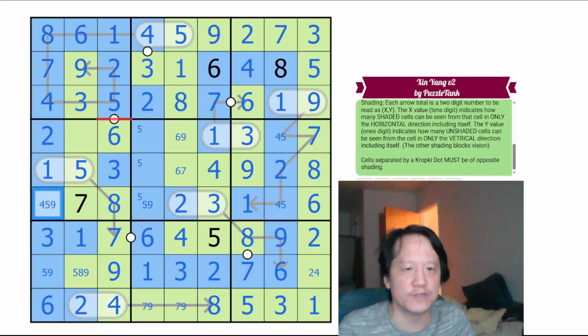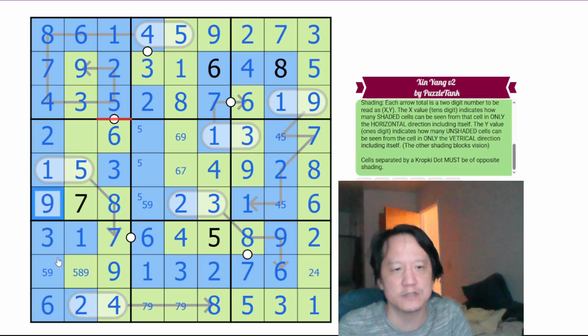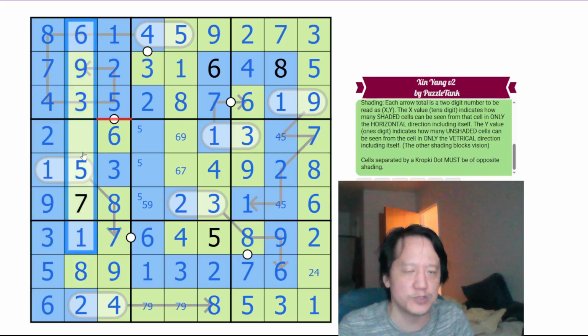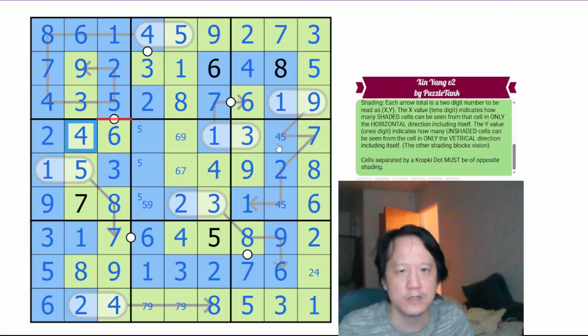4 eliminates 4 here. And this can't be 5 because of 5 in the box, so this is 9, which makes this 5. This can't be 5 or 9, it's 8. That leaves the remaining digit in column 2as a 4. 4 eliminates 4 here, so it's 5, which makes that 4. 9 eliminates 9 here, so it's 5.